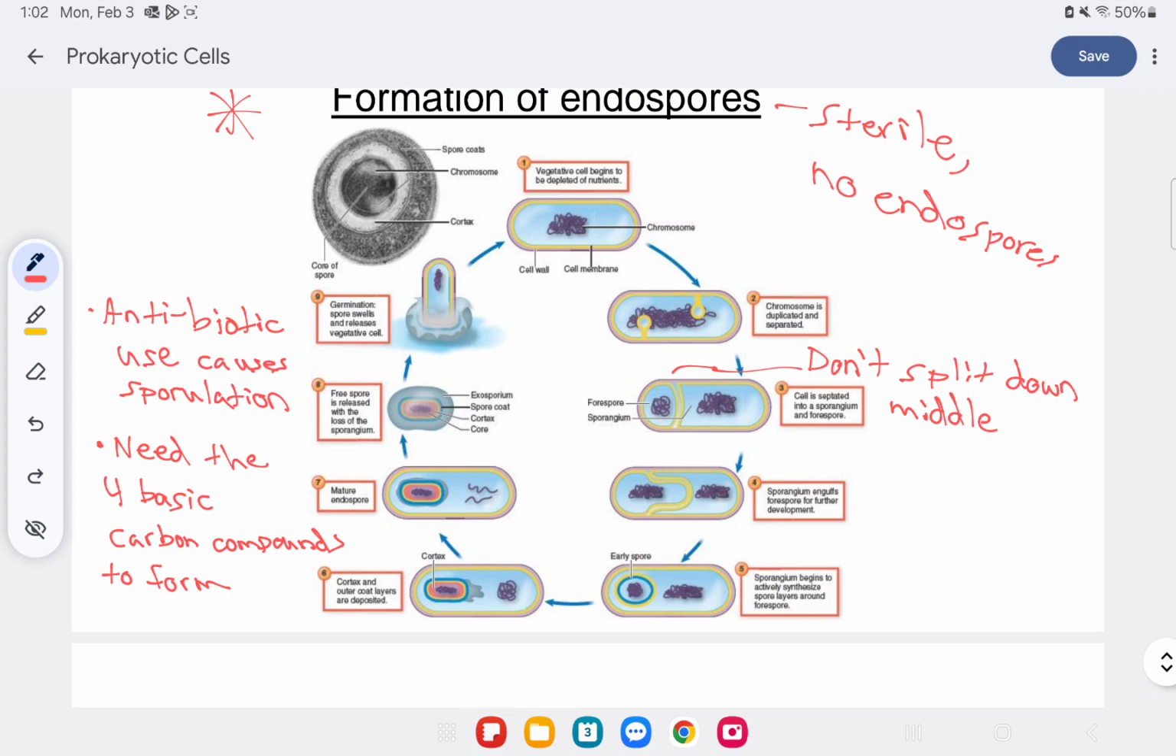Now, I am trying to describe something that isn't static, but rather an active process. And so it's not a bad idea to go on YouTube and just search endospore formation or sporulation, and then add "plus kids."